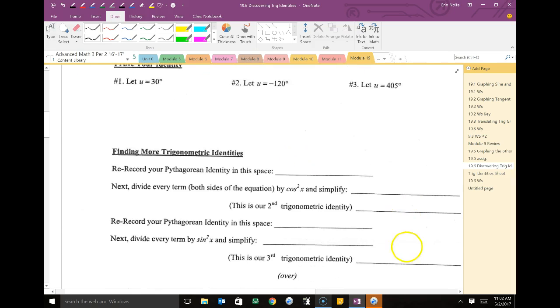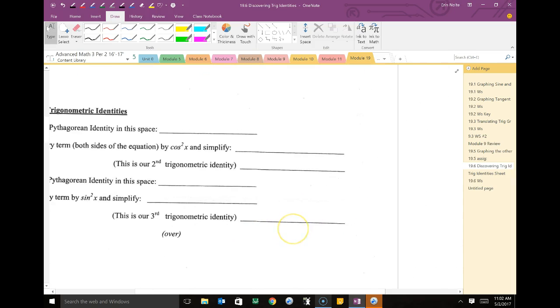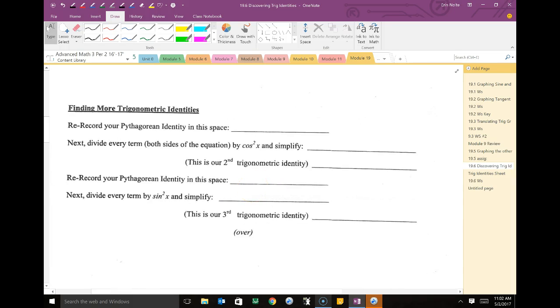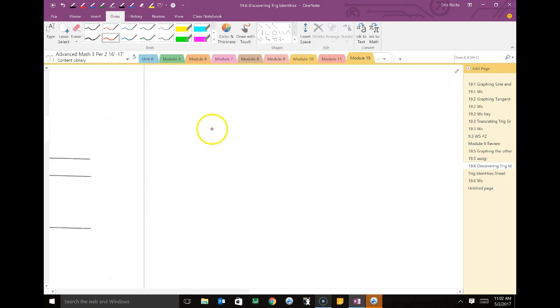So the next part of this, and I'm actually going to write this off to the side because I feel like I have a little bit more space. It says, re-record your Pythagorean identity. The Pythagorean identity that we found up above was sine squared plus cosine squared is equal to 1, right?